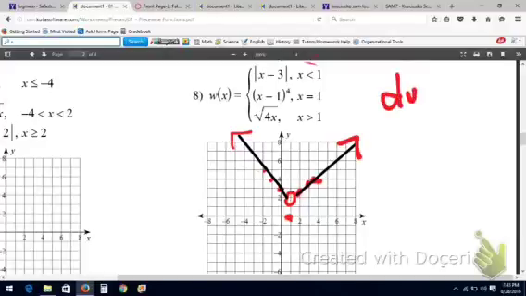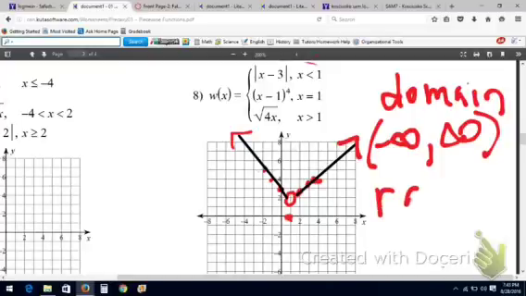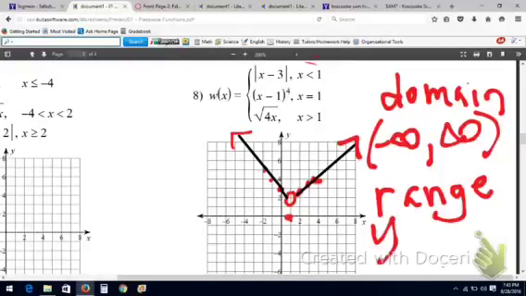So the domain would be negative infinity to positive infinity. And the range would be y is greater than or equal to 2 and y is equal to 0.